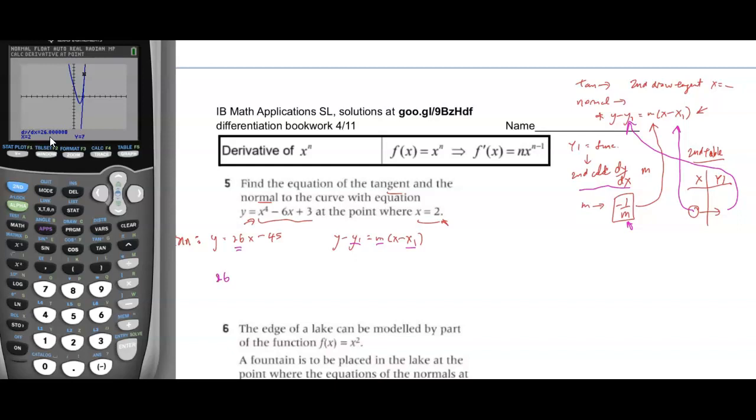Since they asked us for both the tangent line and the normal line, we're kind of repeating part of it, right? So the slope of the tangent line is m equals 26. We want the perpendicular of that, which means negative 1 over m, right? So it'd be negative 1 over 26. There we go. So that's what we're going to put in for m, okay?